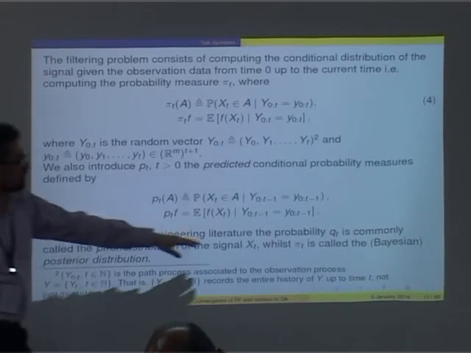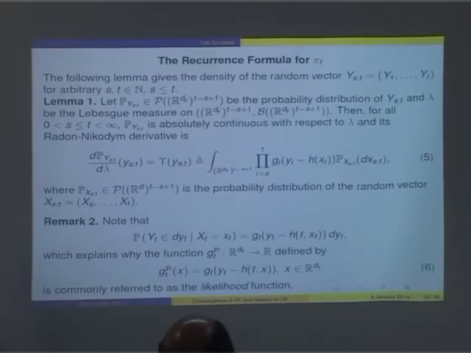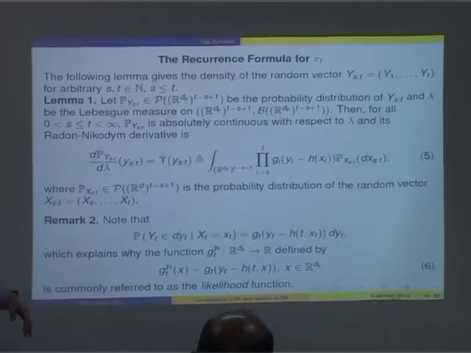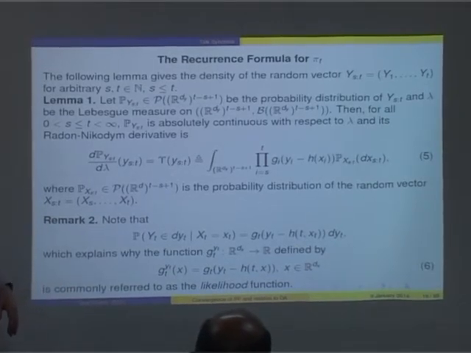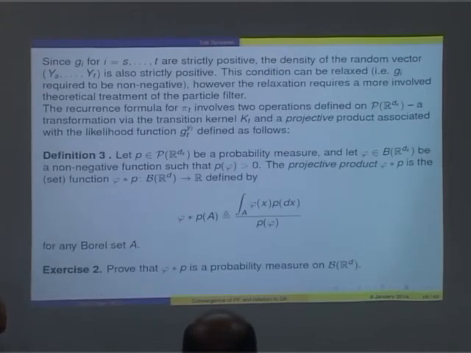So this has already been mentioned. Qt is the prior distribution. Pi t is the posterior distribution. And now this is the recurrence formula for this, and you've heard it already twice. You've been given an exercise by Ramon for the recurrence formula. I'm not going to give it to you. I'm just going to write it in a slightly different way.